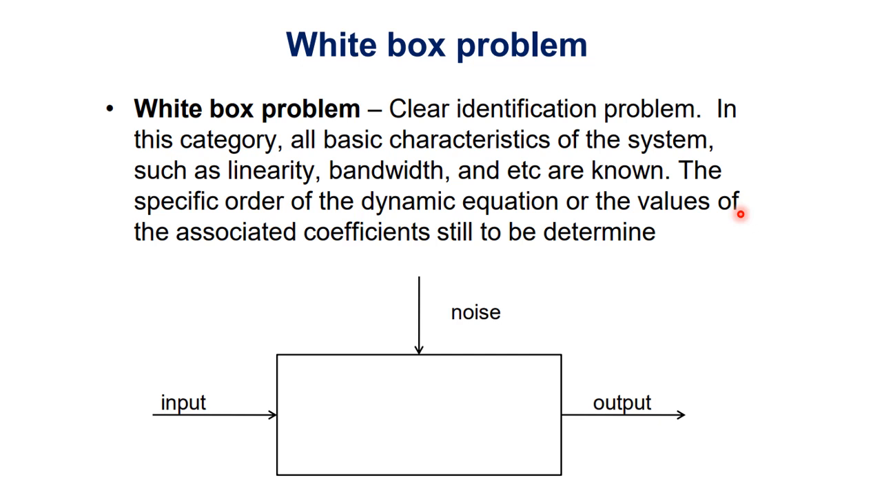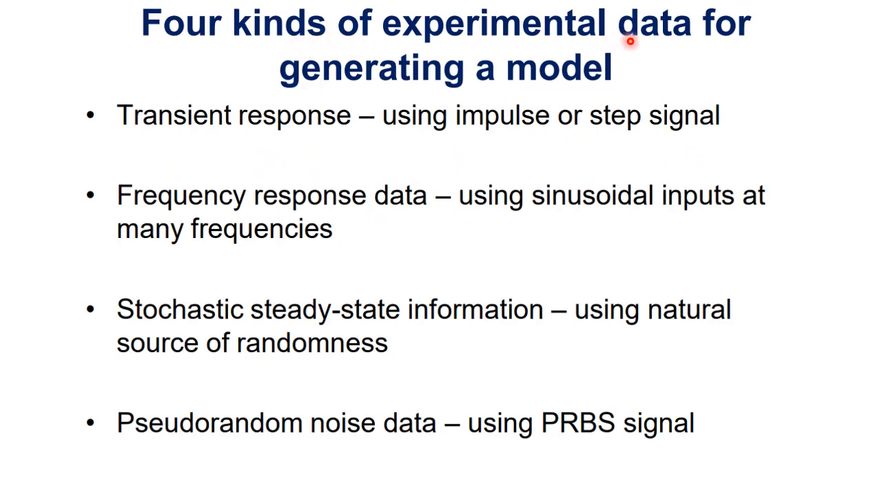So the difference between the black box, gray box and the white box problems. The black box is the complete identification problems. The gray box is the partial identification problems, while the white box problems is the clear identification problems. Four kinds of experimental data for generating models.